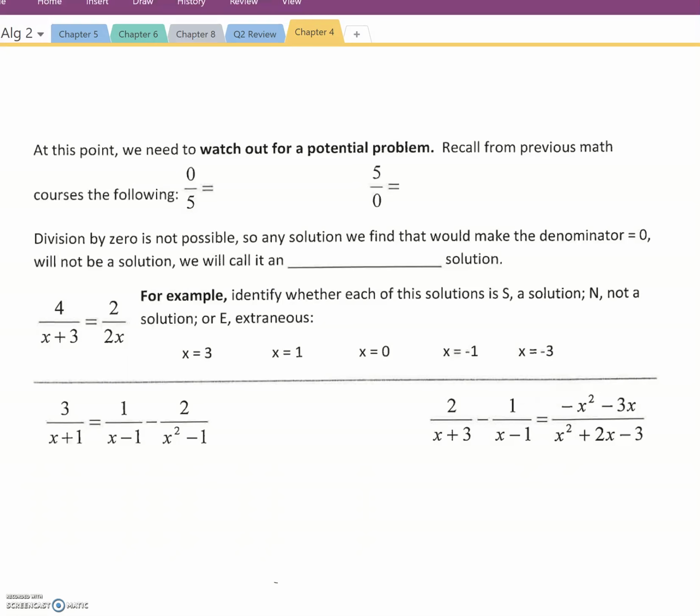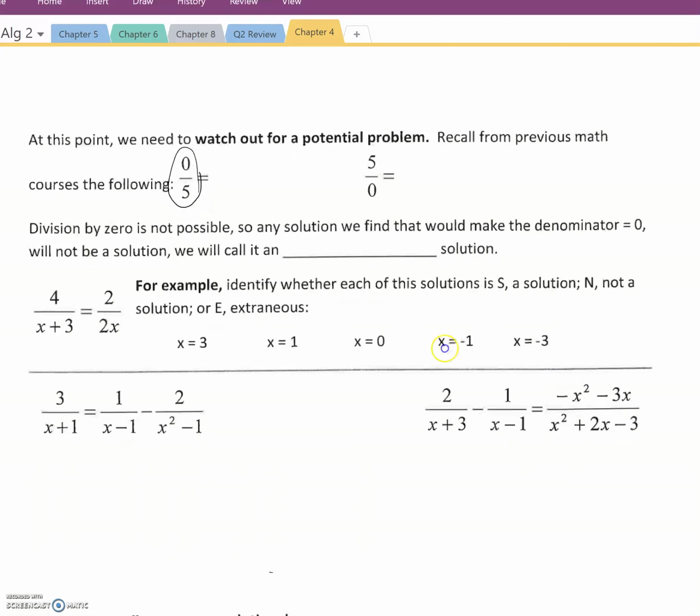If you had 0 things and you wanted to split nothing into 5 groups, you could split nothing into 5 groups. All of the groups would have nothing. So 0 divided by 5 would just be 0.